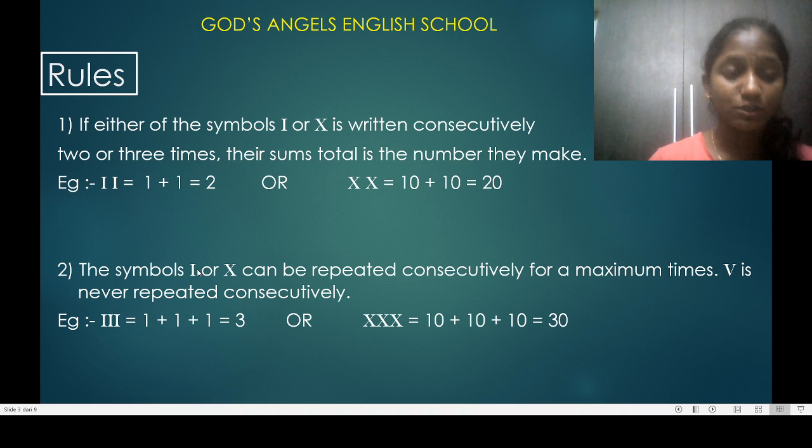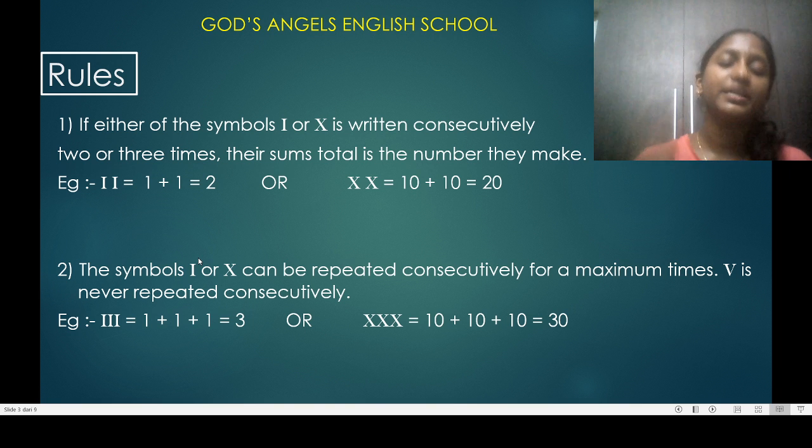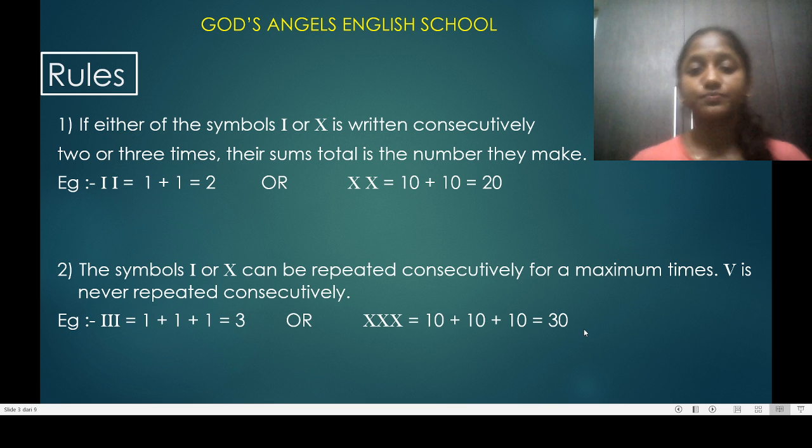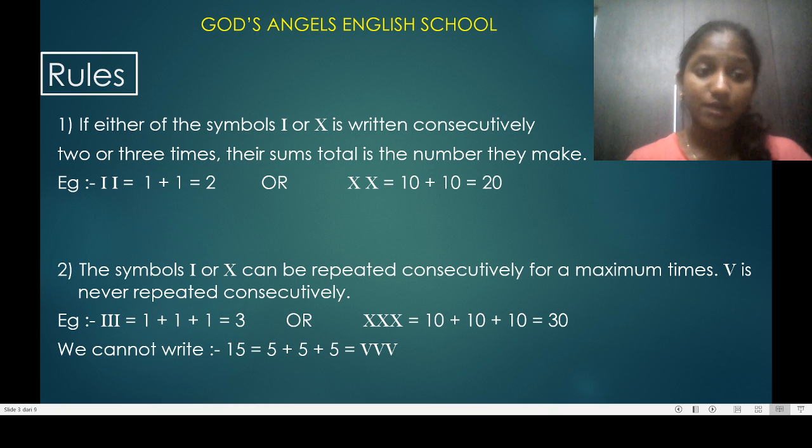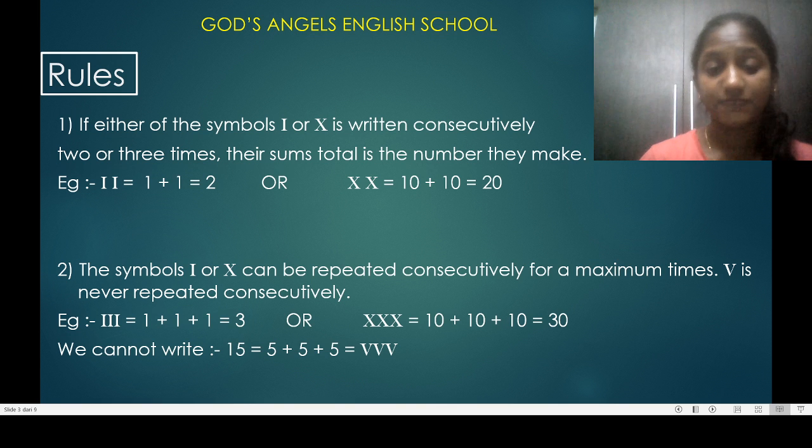So if the Roman numeral 1 is repeated 3 times, I have written it 3 times. So what will it be in numbers? We have to put the sum also. 1 plus 1 plus 1, what will it be? 3. And if the Roman numeral 10 is written three times, that is 10, 10, 10, that is 30. Okay, we cannot write 15 as 5 plus 5 plus 5. It is not valid in this rule.